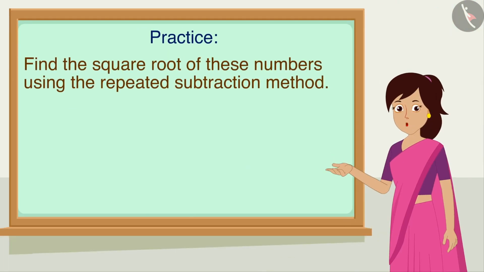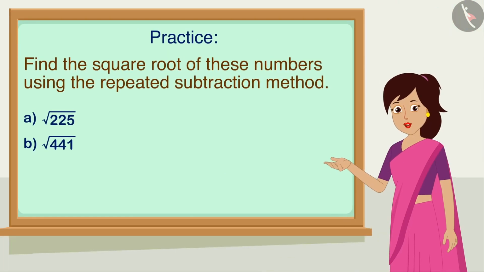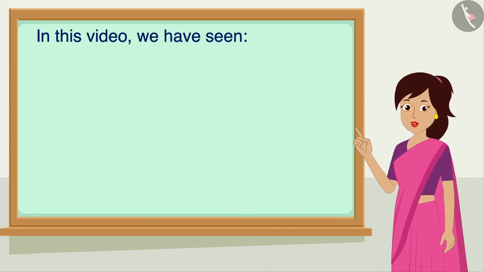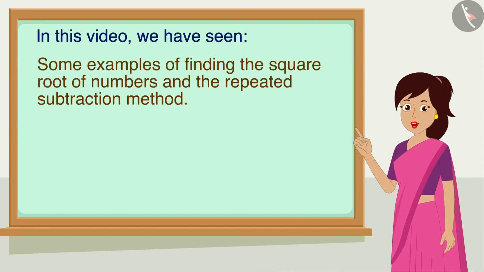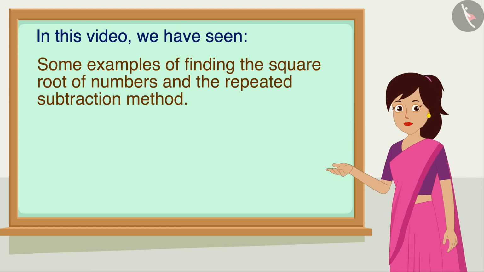Now, for practice, try to find the square root of these numbers using the repeated subtraction method. In this video, we have seen some examples of finding the square root of numbers using the repeated subtraction method. In the next video, we will see an interesting puzzle related to it. Thank you.